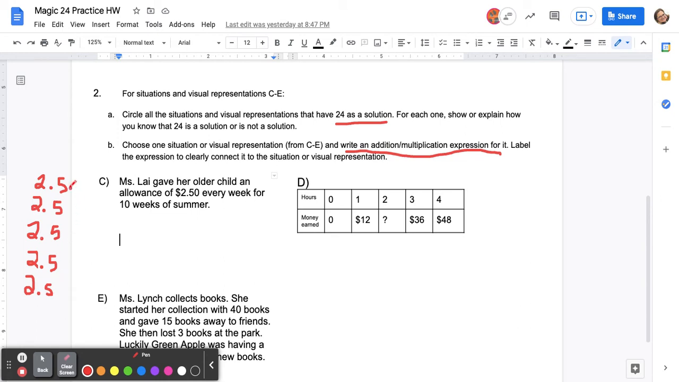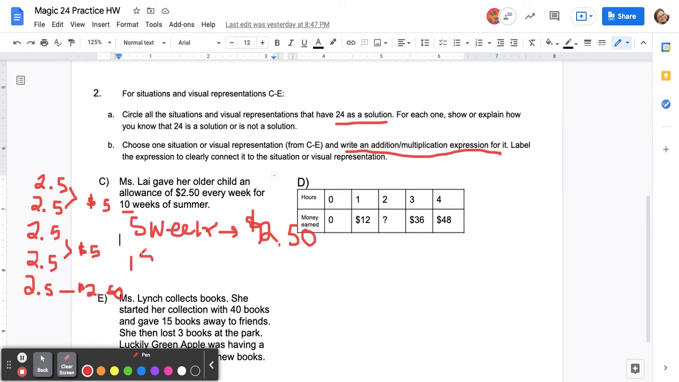This kiddo got $2.50. So, and I know in 2 weeks, that's going to equal $5. Then another $5 for another 2 weeks, and then one more $2.50. So I know that this kid in 5 weeks earned or received for an allowance 5, 10, $12.50. In 5 weeks this kiddo got $12.50. Okay, so then the question says 10 weeks.